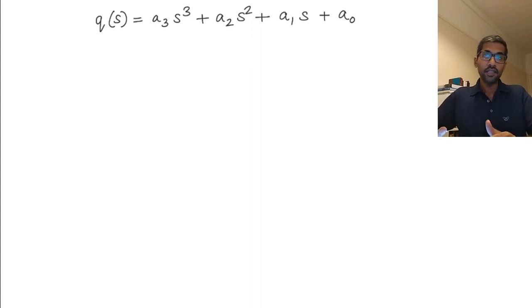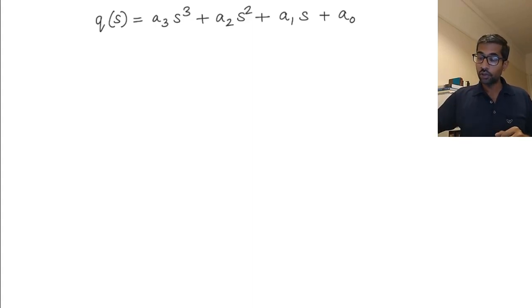Hi, let's continue looking at examples where we are using the Routh Hurwitz criterion to evaluate the stability of systems. In this case, I'm taking a third order system, and the characteristic equation is shown on the screen. Let's try to evaluate the stability of the system. What would be the conditions on the coefficients A3, A2, A1 and A0 for the system to be stable?